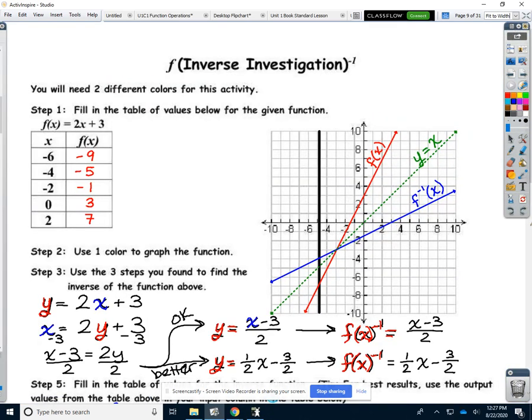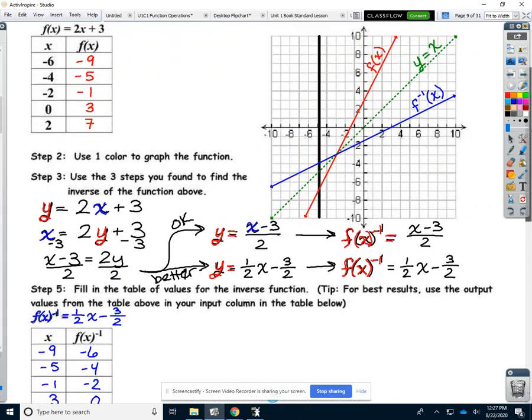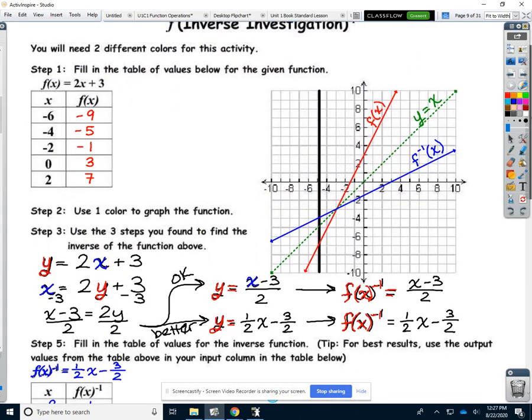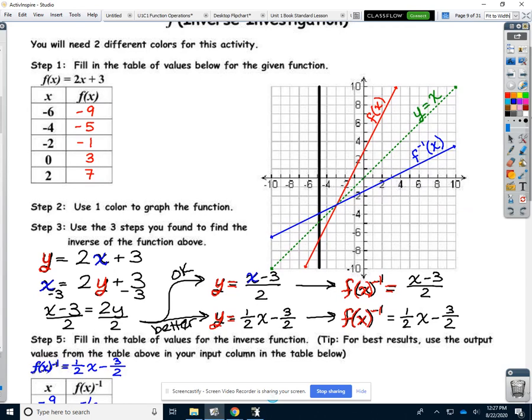Okay, so for the first part of this, for steps 1, 2, and 3, I graphed the original function in red. So the original function is in red on this graph. It's a linear function, and I did plot the points. I did plot the points that I got from this table on the graph, and I connected them using a ruler. Use the 3 steps you found above to find the inverse of the function.